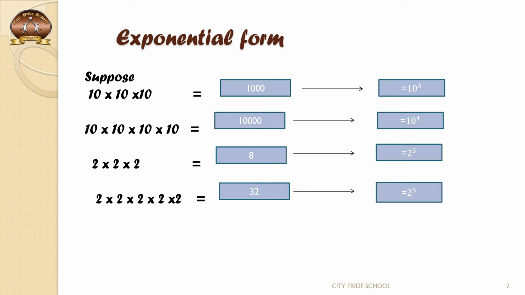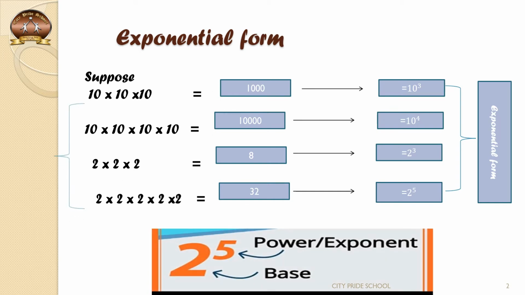So all this what I have written, that is 10 raised to 3, 10 raised to 4, 2 raised to 3, 2 raised to 5 are known as exponential form. And 1000, 10,000, 8, 32 what I wrote is known as a product form.